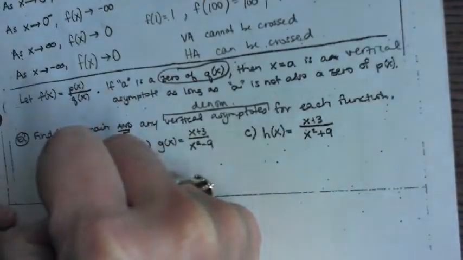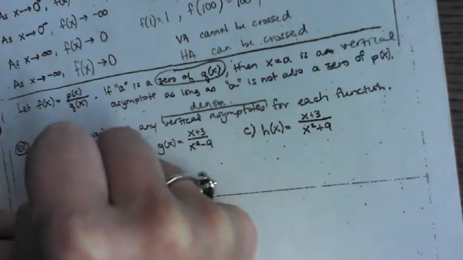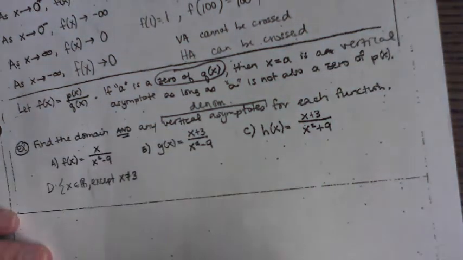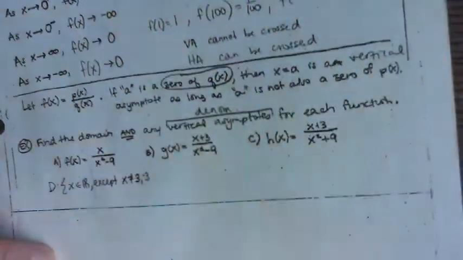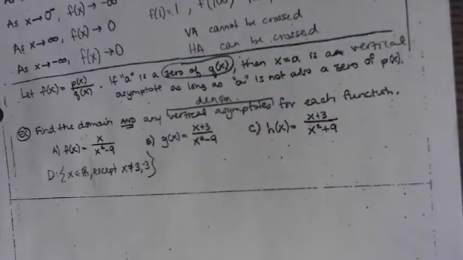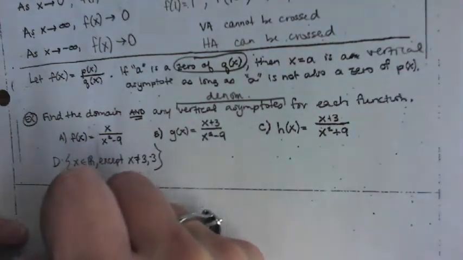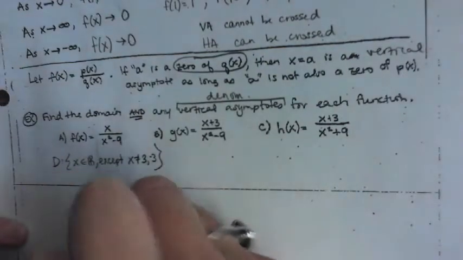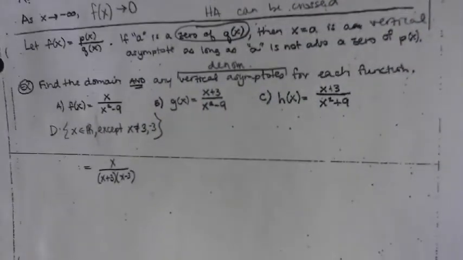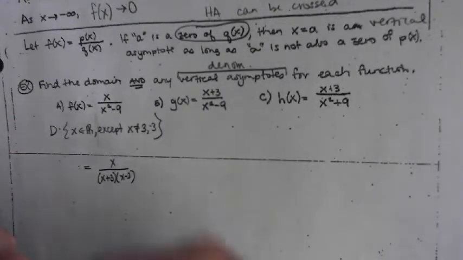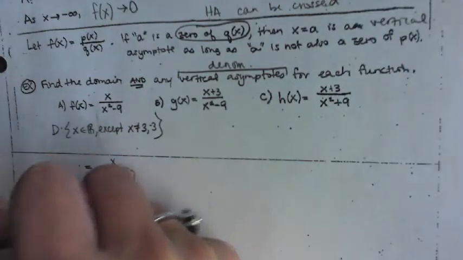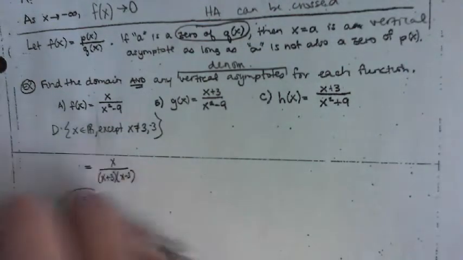X can be any real number except x cannot equal 3 or negative 3. So there's our domain. Our vertical asymptotes, like I said, really come from the zeros of your denominator, which this one's obviously easier, but if you just want to factor it just to show yourself, the numbers that will zero out the denominator are negative 3 and positive 3. So your vertical asymptotes are x equals 3 and x equals negative 3.